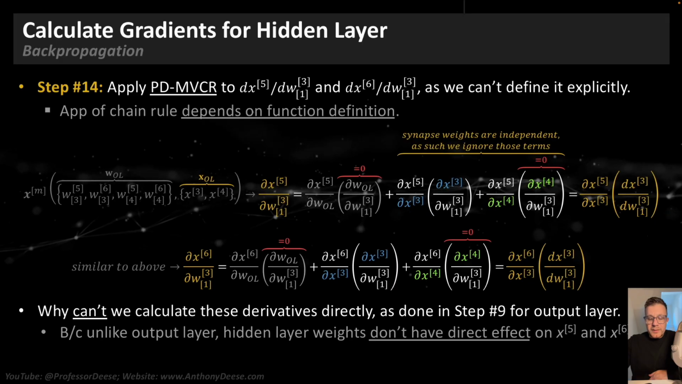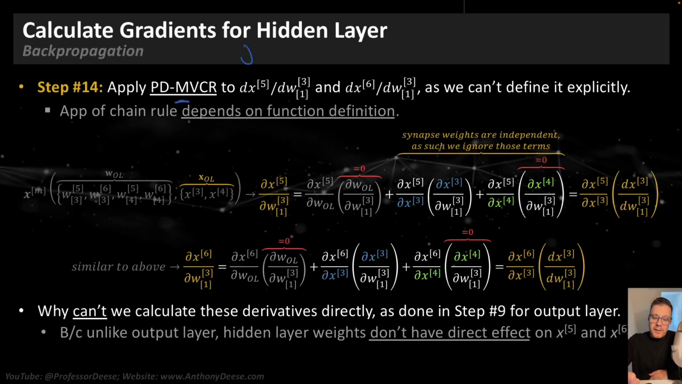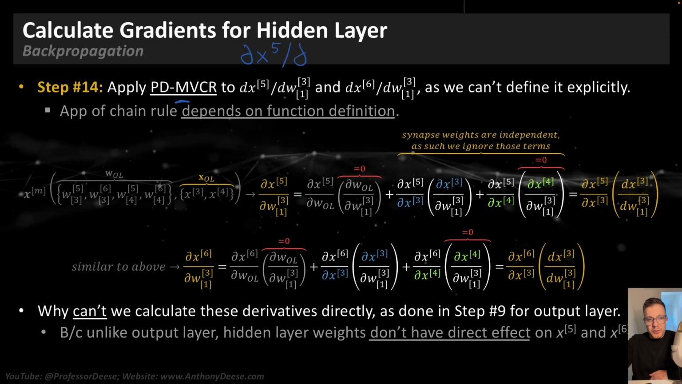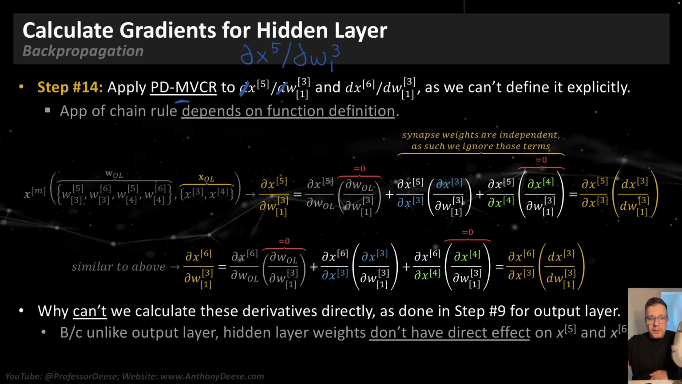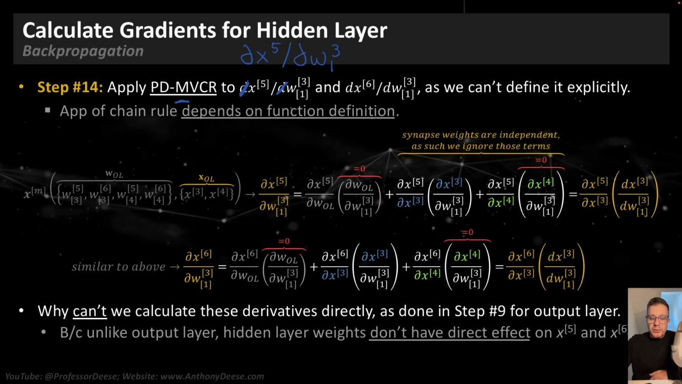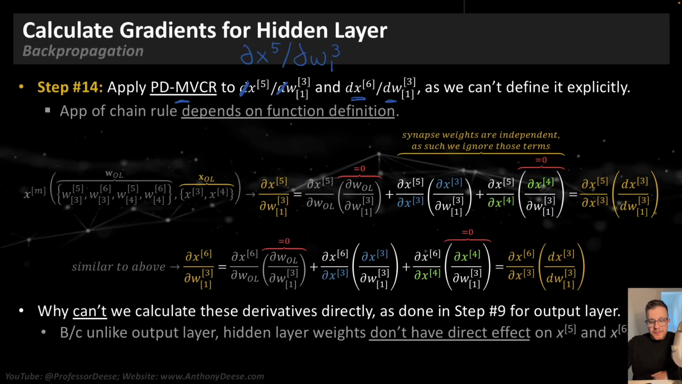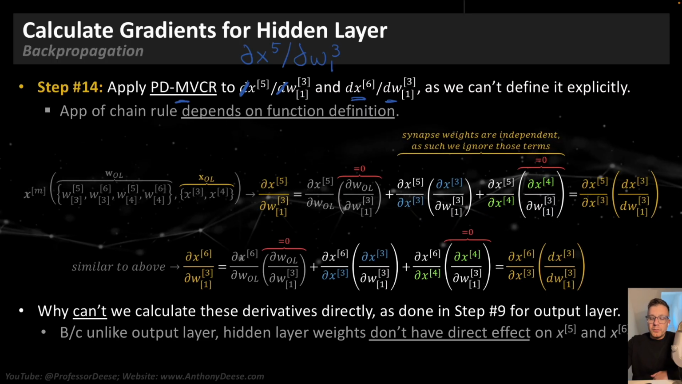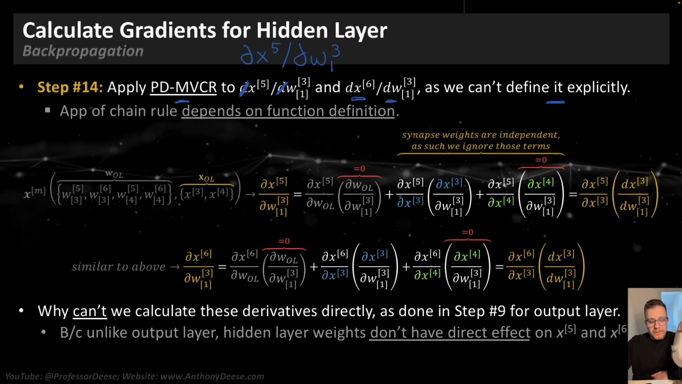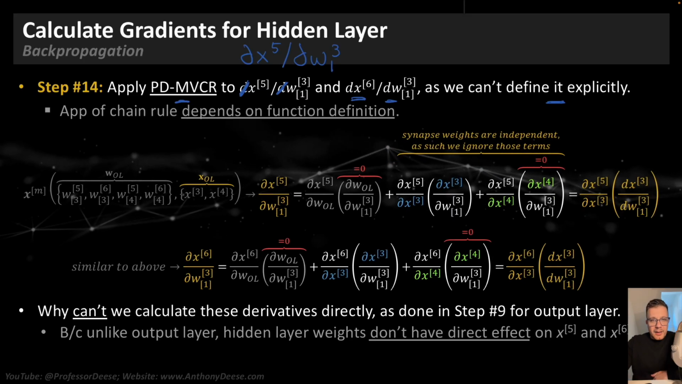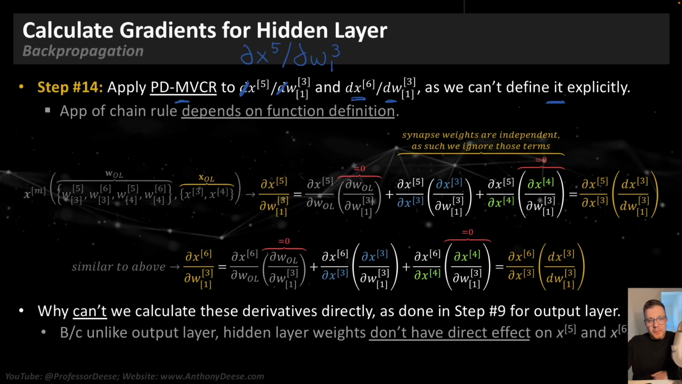As such, step 14 attempts to employ the partial derivative multivariable chain rule to define the partial derivative of state X5 with respect to hidden layer synapse weight 1,3. I don't know why I neglected to use the curly delta symbol there, as well as the partial derivative of state X6 with respect to that same hidden layer synapse weight. Now we need to apply the multivariable chain rule because we can't define this partial derivative explicitly, at least not in its current form. Again, we should remember that proper application of the chain rule requires us to have a clear understanding of the function as well as the arguments that it accepts.